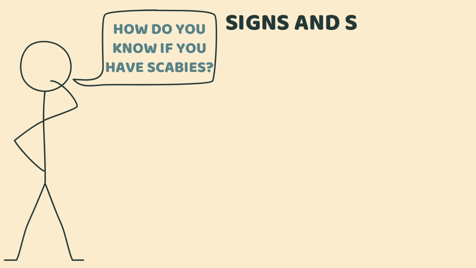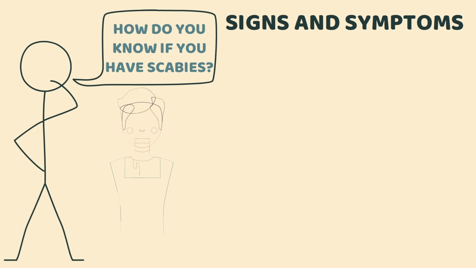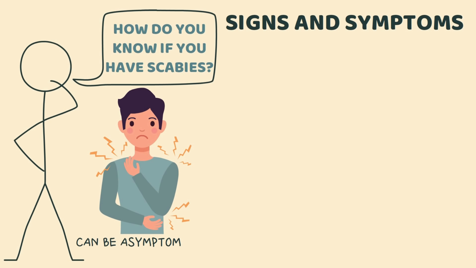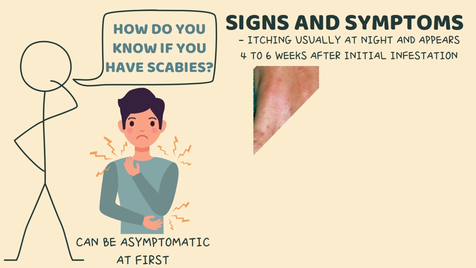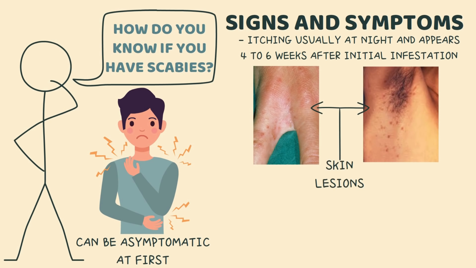So let's talk about the signs and symptoms of this disease. It can be asymptomatic for the first couple of weeks, but the hallmark of scabies is severe itching that usually worsens at night and typically appears 4 to 6 weeks after the initial infestation. In addition to itching, you can have skin lesions in the form of tiny red bumps that are usually present over the webs of fingers, inner aspects of wrists, underarms, umbilicus, and periumbilical region.